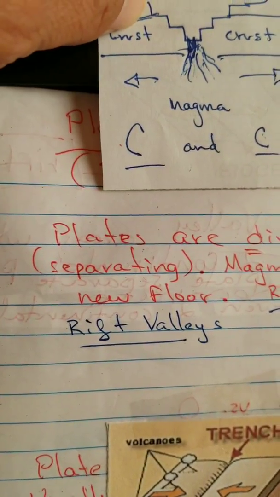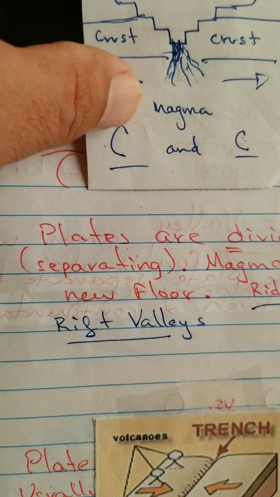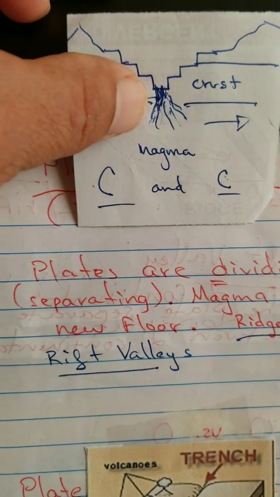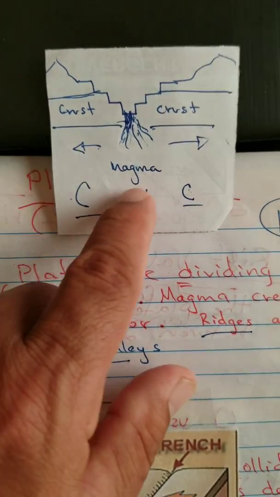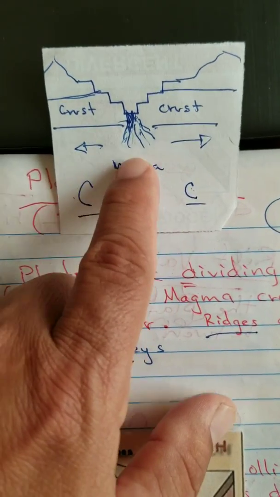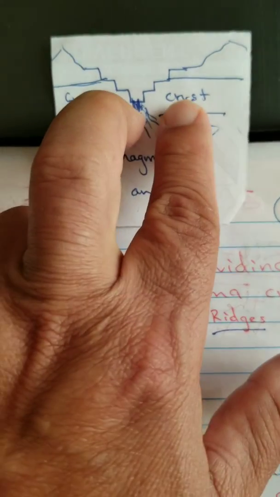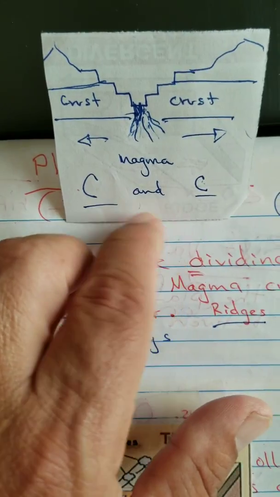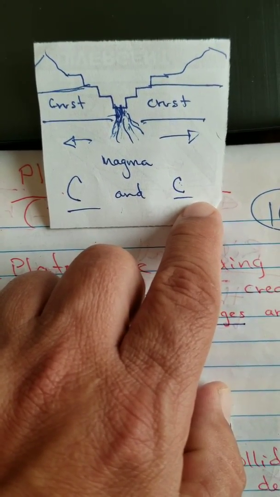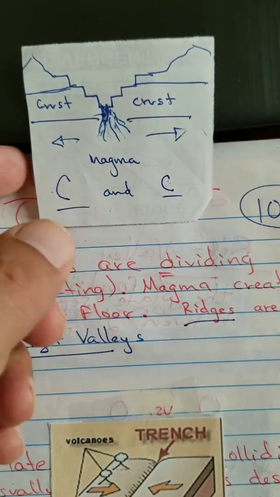Magma creates new floor. This is when you see the new floor. The ridges are formed and the rift valleys also are formed. It's just like a little picture. You can see the magma coming out where the crust of the earth is separating. This is a continental plate and another continental plate.